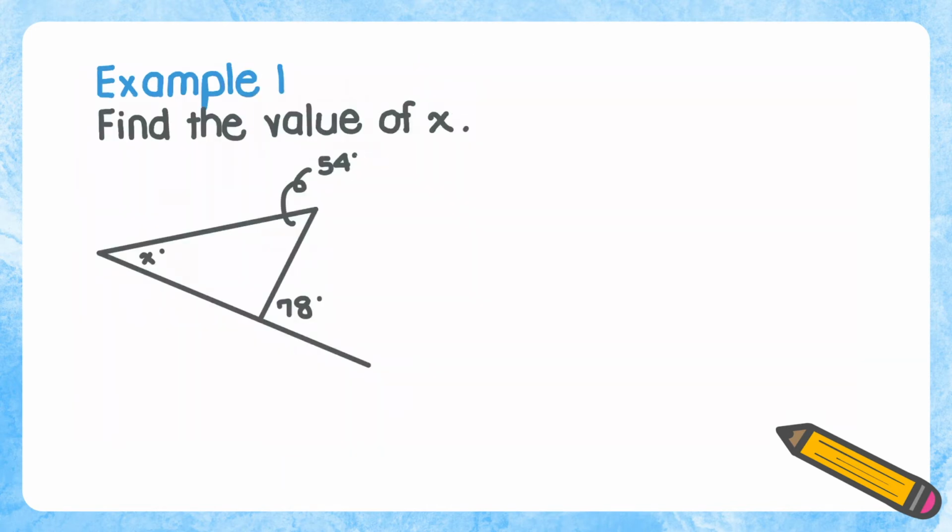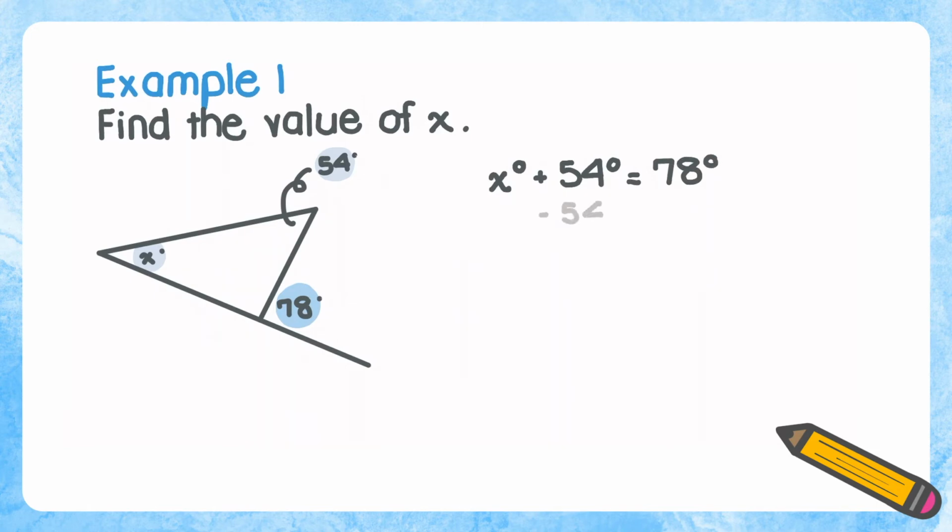Here's our first example. It asks us to find the value of x. We're given the exterior angle, and here are the two remote interior angles. I know by the exterior angle theorem that x degrees plus 54 degrees equals 78 degrees.